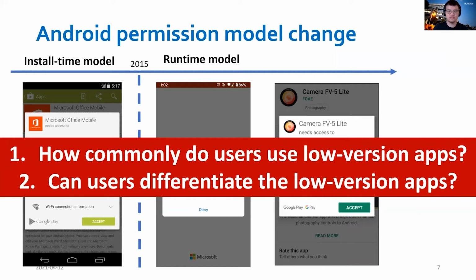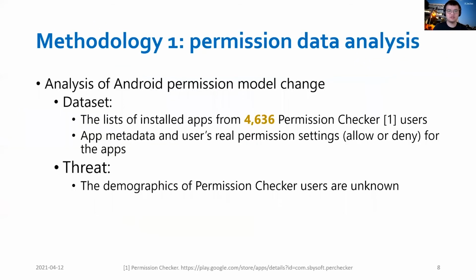Therefore, we propose two questions. First, how commonly do users still use this kind of low version app? And second, can users differentiate these low version apps? To understand users' real decisions for permissions, we used permission data from real users, which was collected from the Apple Permission Checker. We have the list of installed apps from 4,600 users, as well as their decisions for each permission of all apps. One caveat is that we don't have the demographics of the Permission Checker users, so the results may not apply to the general population.